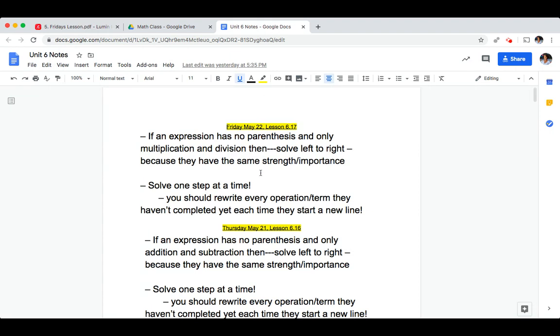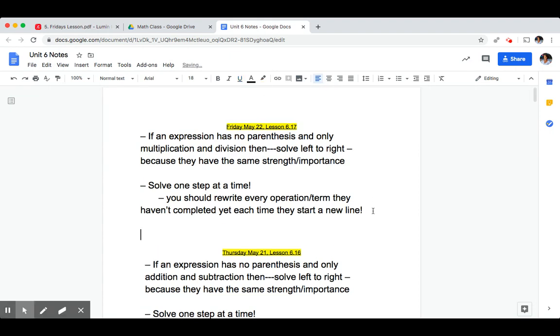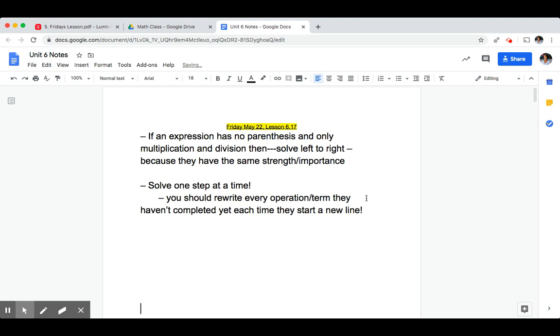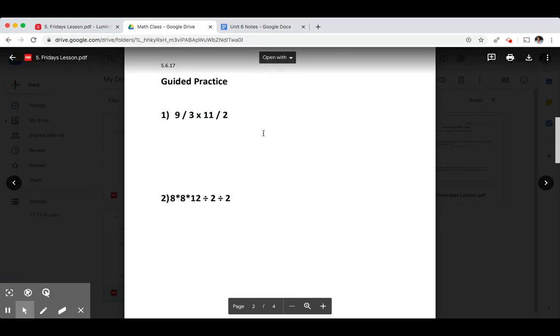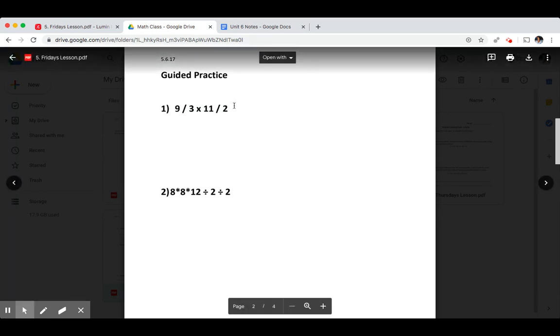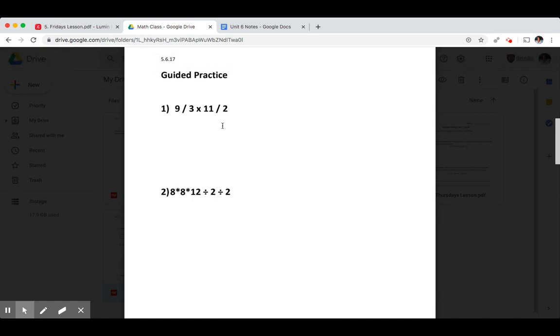So our notes for today are, if an expression has no parentheses and only multiplication and division, then you solve from left to right because they have the same strength/importance. Make sure to solve one step at a time. You should rewrite every operation/term that you haven't completed yet each time you start a new line. Pause your video here to write down your notes for today. Now that we've written down our notes, go ahead and try the 2 guided practice problems. Come back to the video when you're ready to check your work.